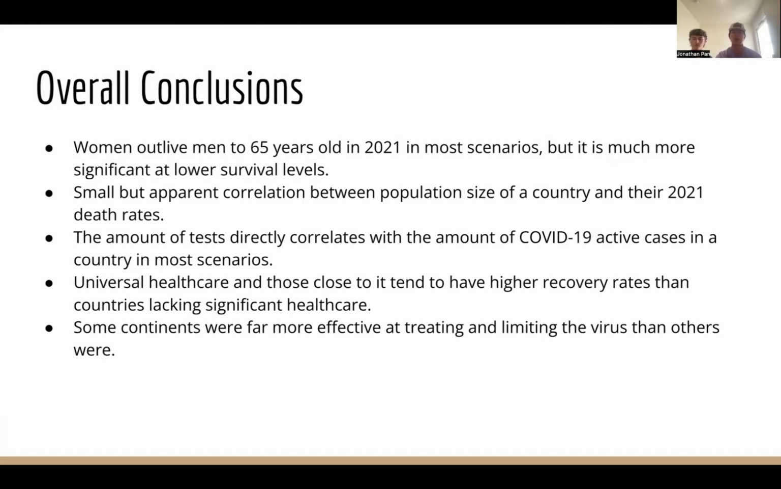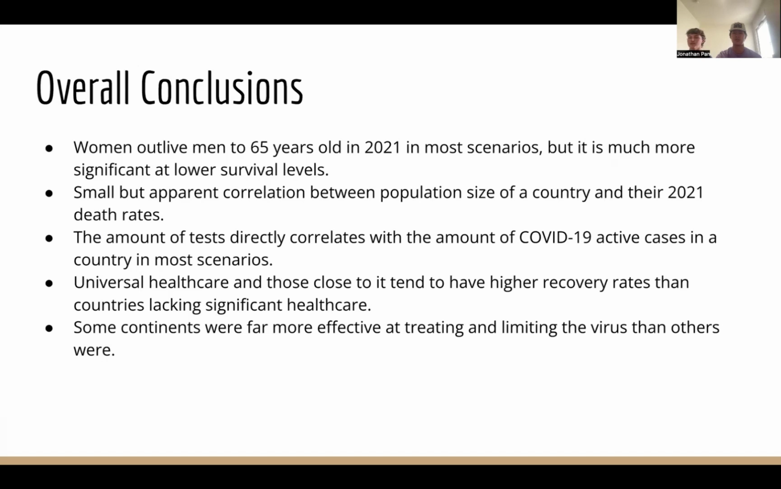to support men and women in surviving COVID-19 as a result of being more wealthy. And as well, there's a small but apparent correlation between population size of a country and their 2021 death rates, as a country with a larger population size has a harder time controlling their spread of COVID, which results in a higher death rate.